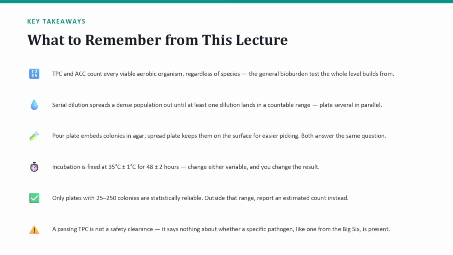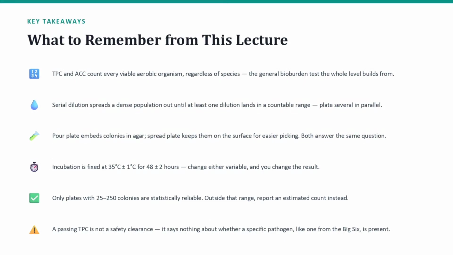Let's bring this lecture to a close with the key takeaways. Number 1. TPC and ACC count every viable aerobic organism, regardless of species. It is the general bioburden test that the rest of this level builds from. Number 2. Serial dilution spreads a dense population out until at least one dilution lands in a countable range. Always plate several dilutions in parallel. Number 3. Pour plate embeds colonies in agar. Spread plate keeps them on the surface for easier picking. Both methods answer the same underlying question.